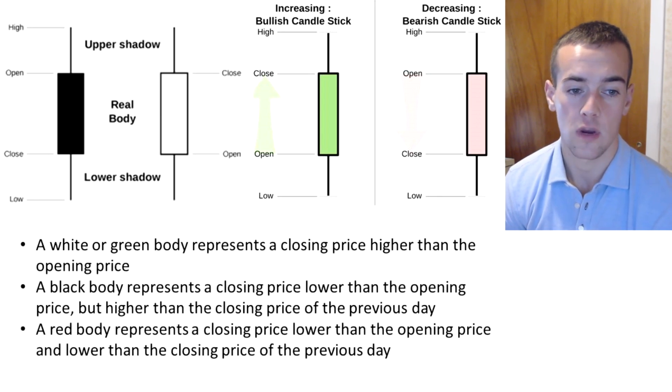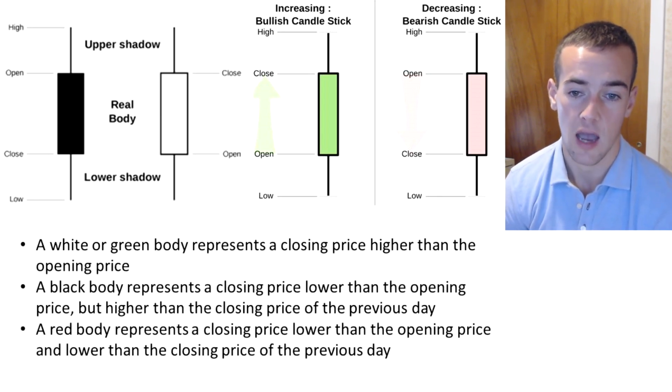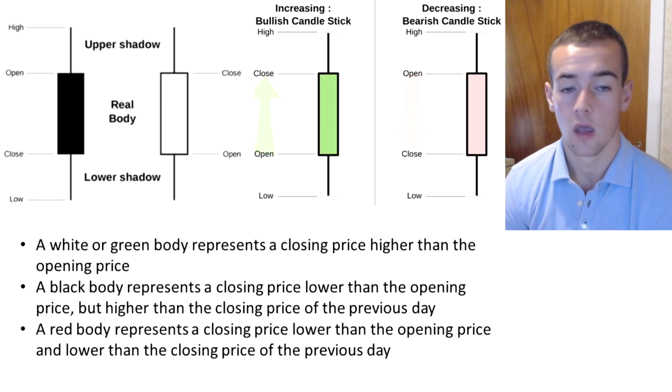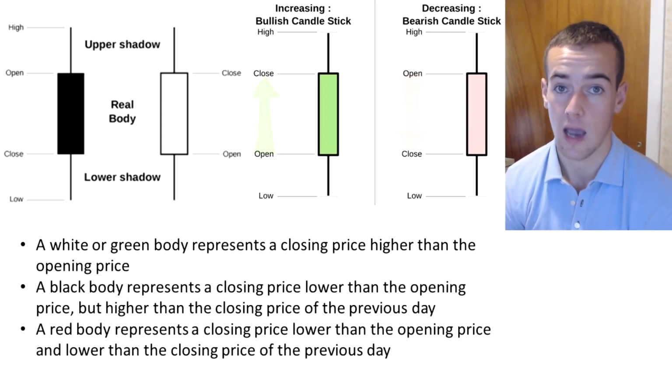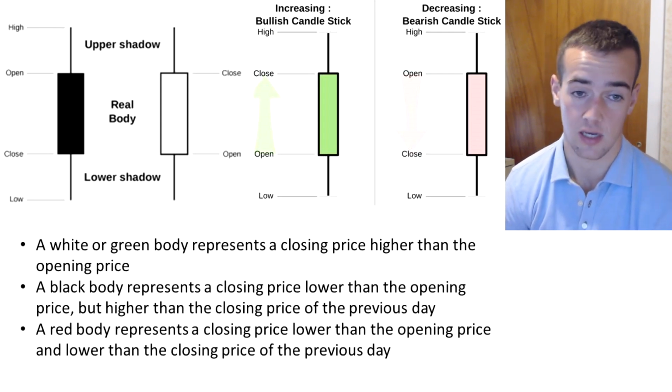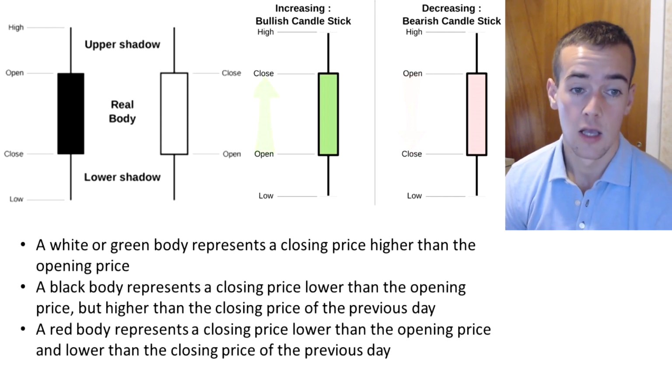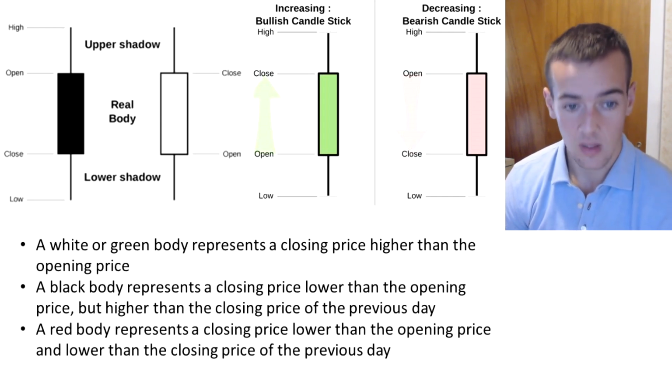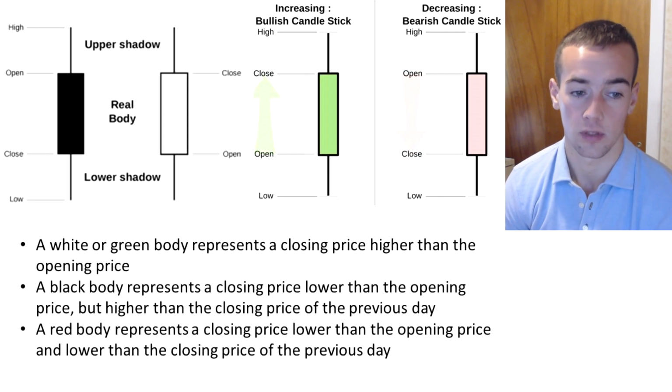A white or green body represents a closing price higher than the opening price. So if the stock closes higher than the open, you're going to have a white body, and if you're using stockcharts.com, which is the site I use, it's going to be a white body. So if you have a white body, it means the stock closed higher than the opening price.